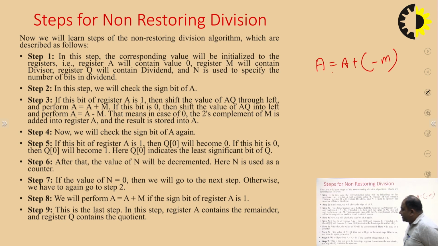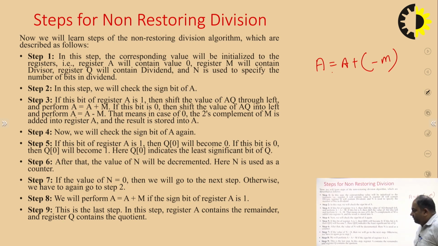In step 6, after that the value of N will be decremented. Here N is used as a counter, and our algorithm will finish when the value of N becomes 0. So we check the value of N, decrement it by 1, and we repeat these iterations until we reach the value of N equal to 0.